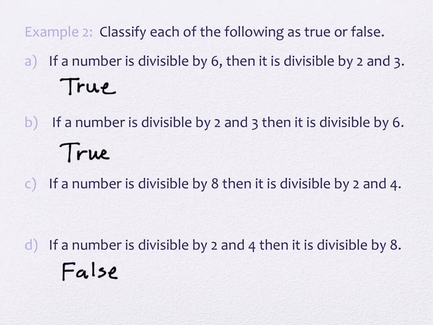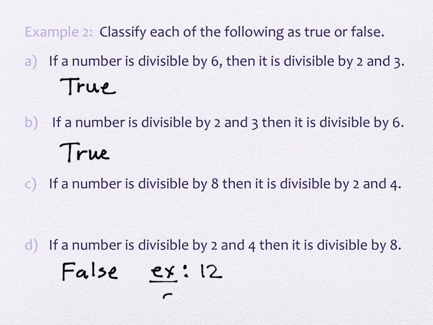And a good way to decide if something's false is to give a counterexample. Can you give me an example of a number that's divisible by 2 and divisible by 4, but not divisible by 8? 12 is a good example. In fact, it's one of the smallest ones. So let me write down, we call this a counterexample, right? This example is showing that it doesn't work.